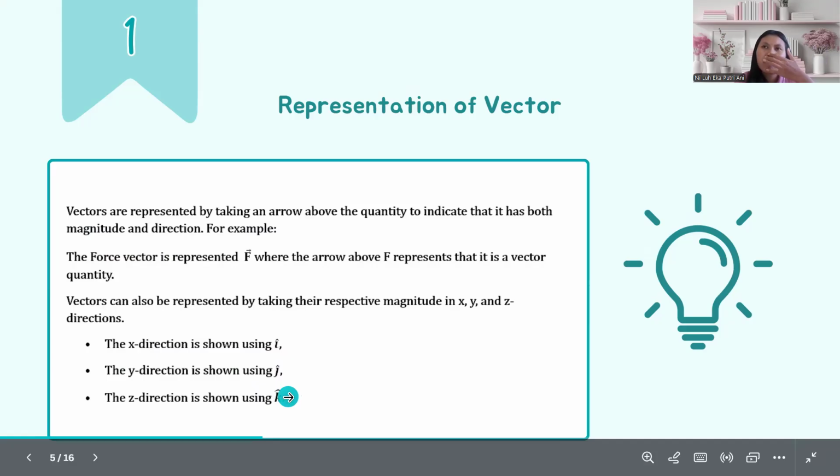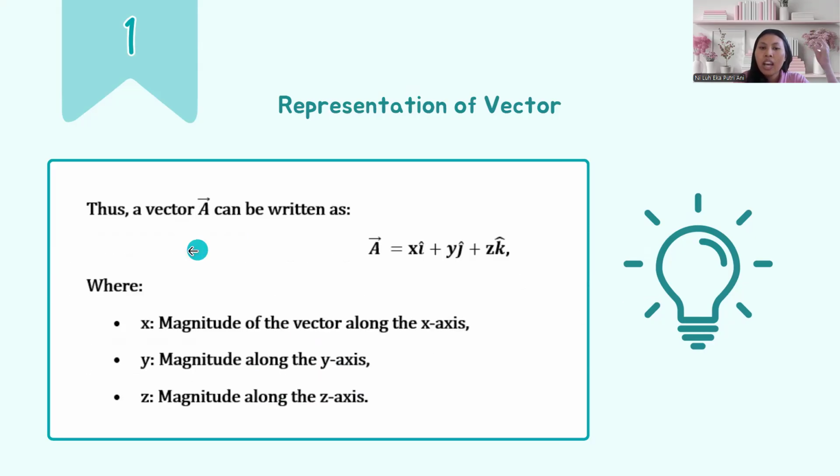Or usually we call them i, j, k instead of i hat, j hat, k hat. And thus, a vector A can be written as A is equal to xi plus yj plus zk, where x is the magnitude of the vector along the x-axis, y is the magnitude along the y-axis, and z is the magnitude along the z-axis. Okay, you can remember this.